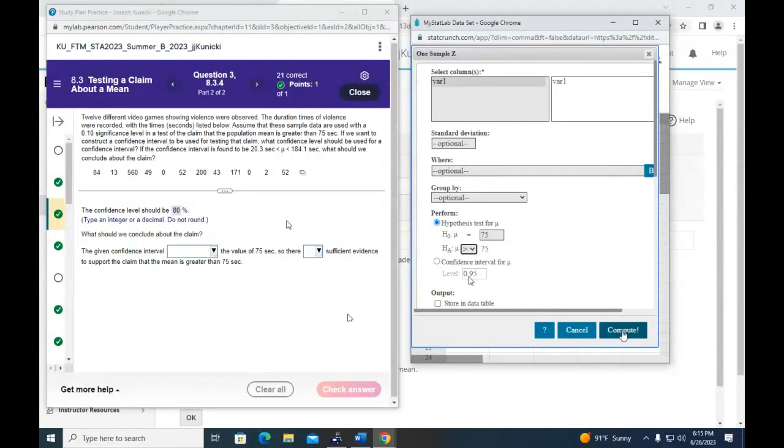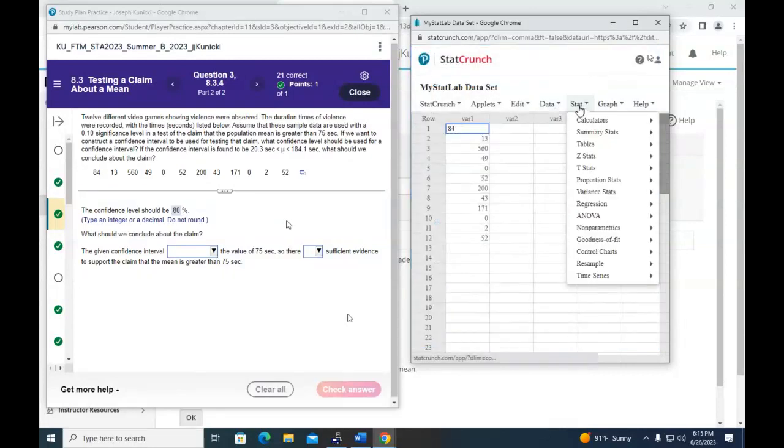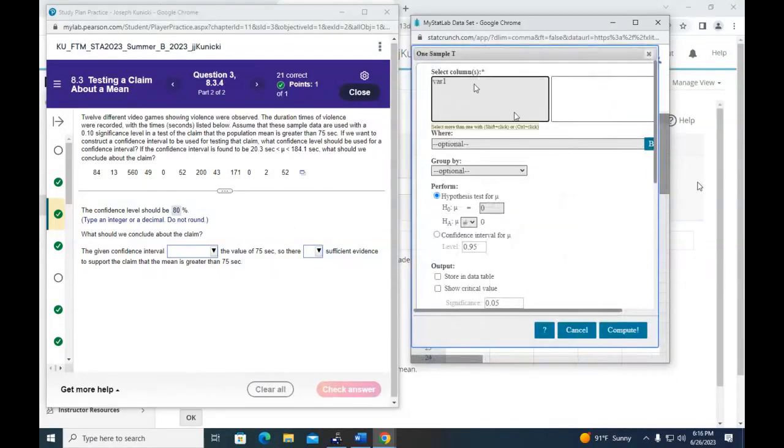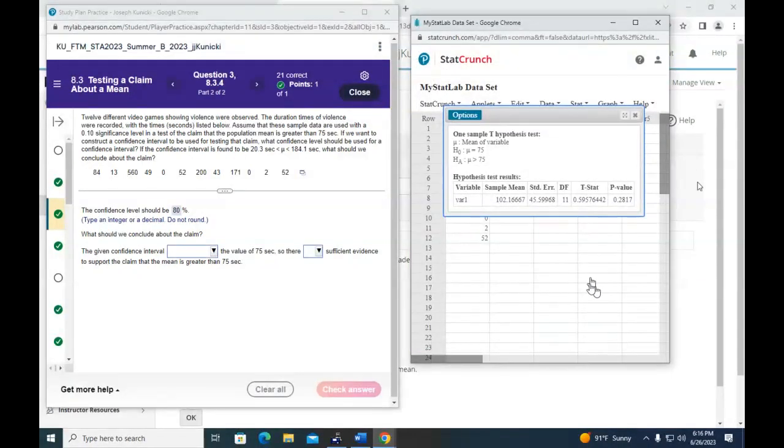Did you want to see for 18? Oh, you see, I picked the wrong one, didn't I? Yeah, I think it glided you up. So Stat, T Stat, one sample with data. Variable one. See, the only difference is there was no sigma. It would have used S anyway, and it's right tail, greater than 75. Okay, let's see what happens here. Let's see if we got the same numbers they got.